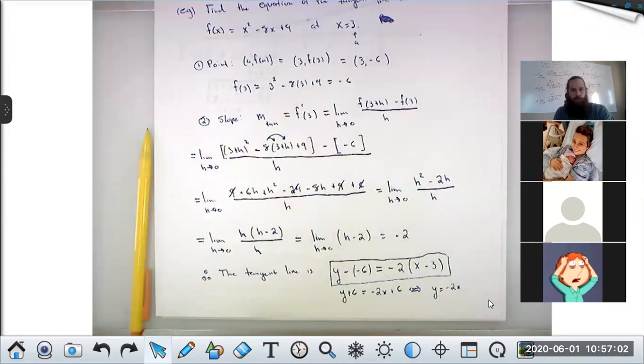Yes, the 3 plus h comes from the a plus h. Here a is 3, so f of a plus h is f of 3 plus h. Yeah, the x value where you're trying to find the tangent is always a. All right. Let's see, I don't want to hammer you too hard. I do want to talk about some physics examples, but I'm not crazy about this particular one. So let me see if I can find a better one.